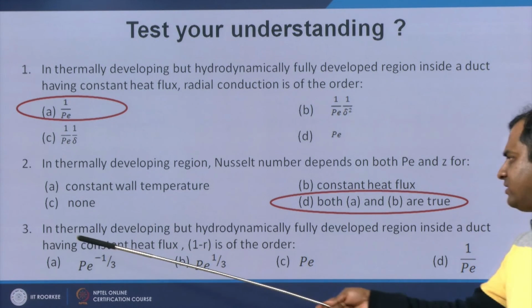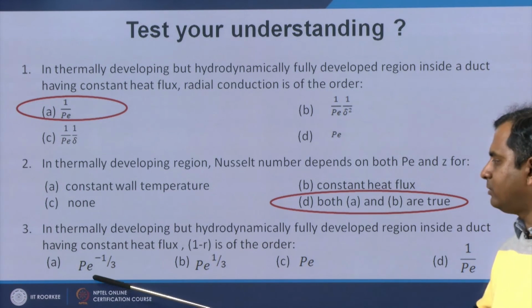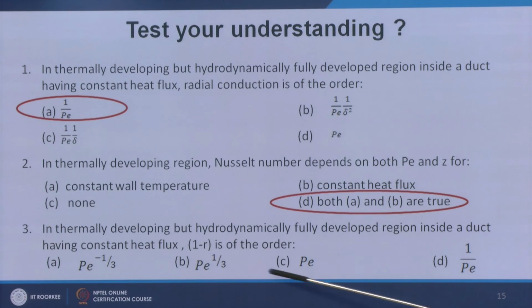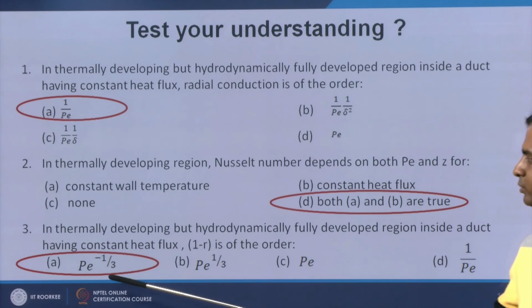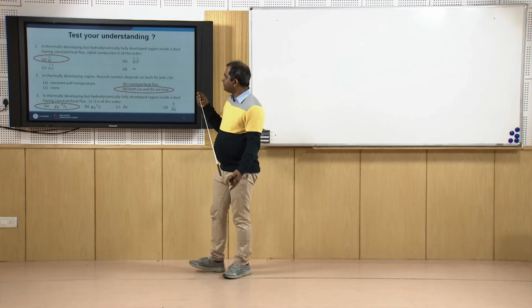Last question is like this: in thermally developing but hydrodynamically fully developed region inside a duct having constant heat flux, 1 minus r is of the order of, this is very simple, 1 minus r obviously we have used for our similarity variable. 4 options we are having: Peclet number to the power minus 1/3, Peclet number to the power 1/3, Peclet number, and 1 by Peclet number. Very simple, probably you have understood the correct answer. The correct answer is the first one, Peclet number to the power minus 1/3. Okay. So with this I end this lecture.